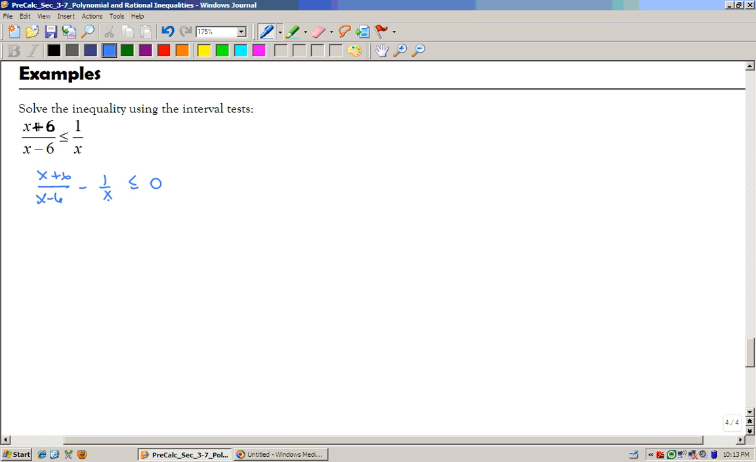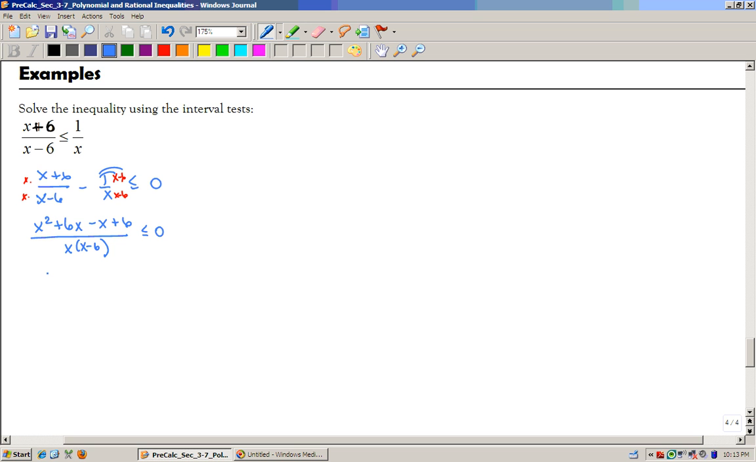Now this is two fractions, so we're going to put it together into one to make it look like a rational function. We need a common denominator, so an x is multiplied to the top and bottom of the first fraction, and an x minus 6 is multiplied to the top and bottom of the second fraction. That leaves us x squared plus 6x in the first numerator, and the negative is distributed to make negative x plus 6 in the second numerator, so they have a common denominator of x times x minus 6.